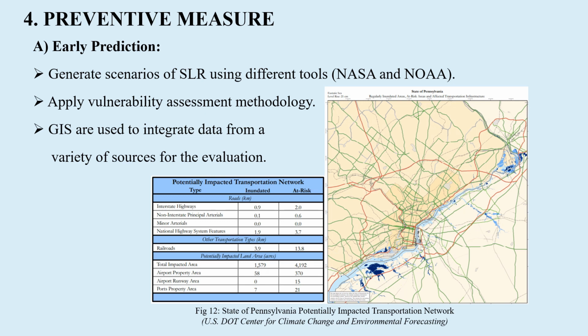The first measure that can be implemented is early prediction. If you are able to know how much sea level is going to rise, we can adopt additional measures after that. So first we should predict the possible sea level rise. For this we can use different tools developed by NASA and NOAA to visualize the scenarios of sea level rise. After that we can apply vulnerability assessment to identify possible flooding areas.